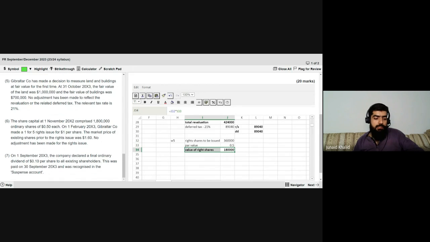Now, the seventh adjustment, the last one. The company declared an ordinary dividend of $0.10 per share to all existing shareholders. This was paid on 30th September 2003 and was recognized in the suspense account, which means the dividend is paid to all shareholders, and the amount given is 0.10 per share. Can you please calculate the amount of dividend?